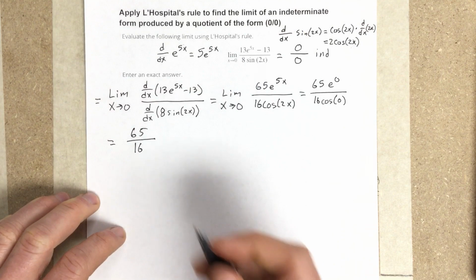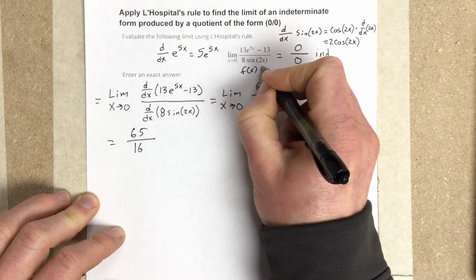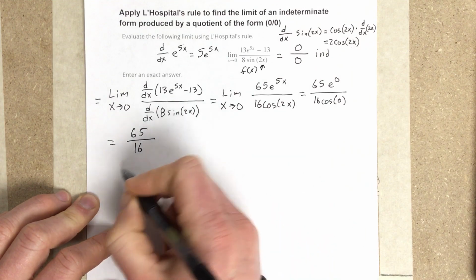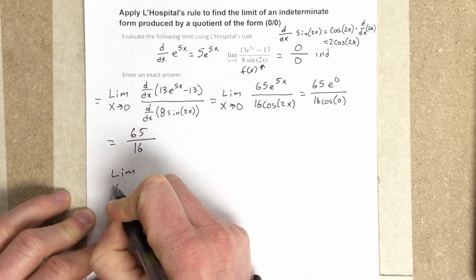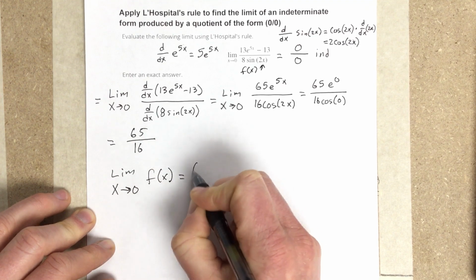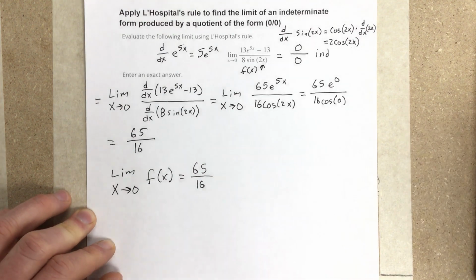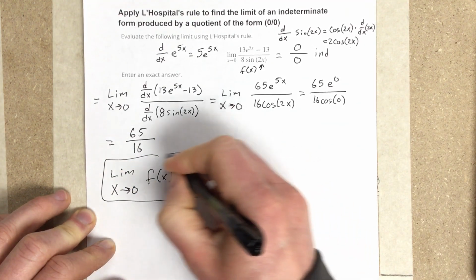It is 65 over 16, so I'm going to call this my original function, so this is f of x right here. So I'm going to say that the limit as x approaches 0 of f of x is equal to 65 over 16. And that's an application of L'Hopital's rule.